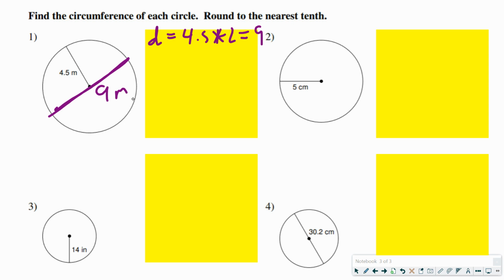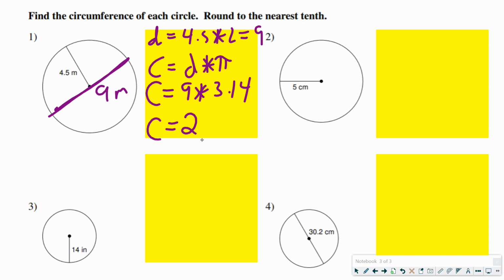So then I just use my circumference formula. Circumference equals diameter times pi, or 9 times 3.14, which is 28.3, because we're rounding to the nearest tenth. So I got 28.26, but I rounded to 28.3 meters.